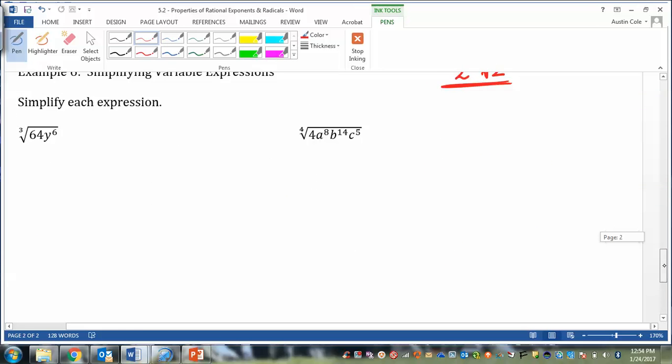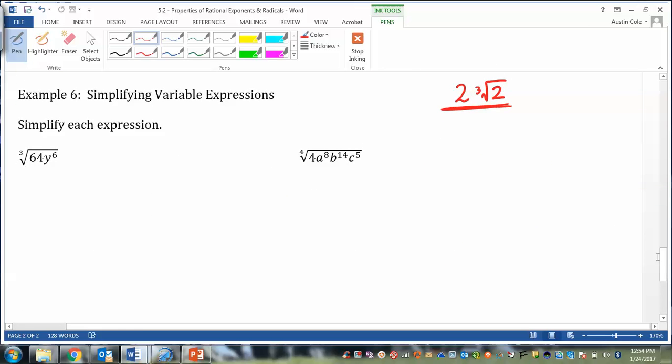Okay, last part. Simplifying these radical expressions. So if I look here, is 64 a perfect cube? Cube, because it's the cube root of 64. It is, isn't it? What about y to the 6th? Is that a perfect cube?